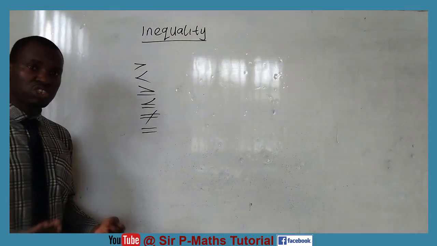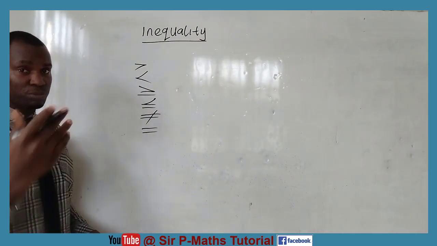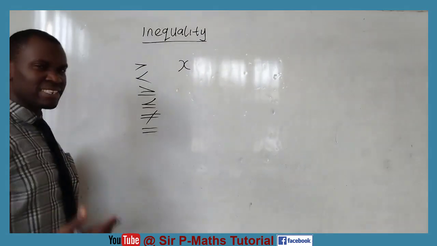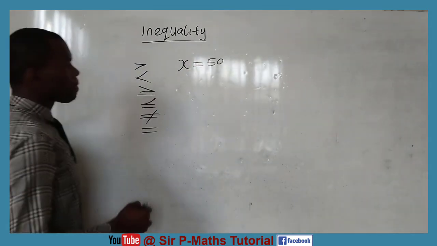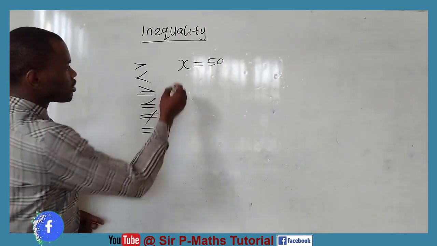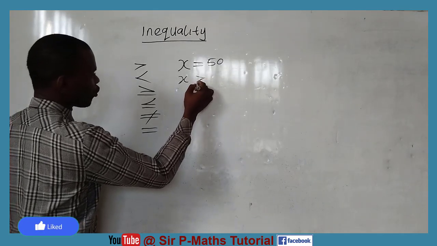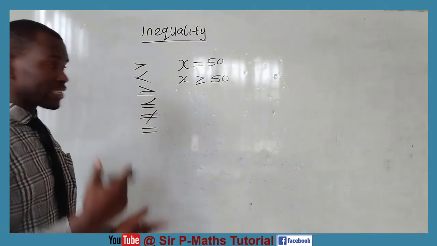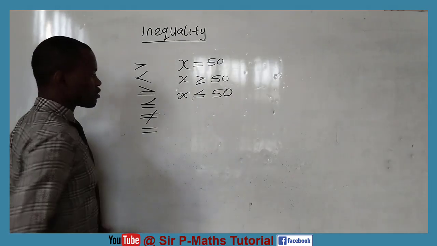For instance, I have a quantity of oranges in a basket. I don't know the exact amount. Let's assume 50. Now X is the number of oranges. If the orange is exactly 50, I will say X is equal to 50. If I don't know the number of oranges, but I am thinking it is up to 50 or more, I will say X is greater than or equal to 50. If I am thinking it's up to 50 or less, I'll say X is less than or equal to 50.